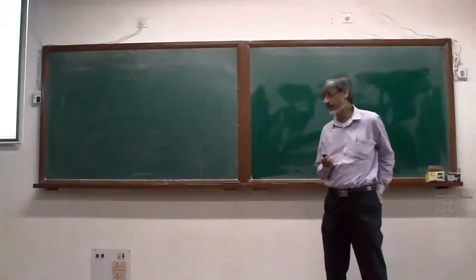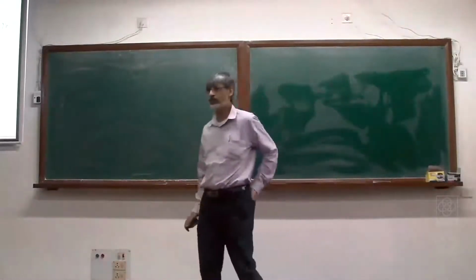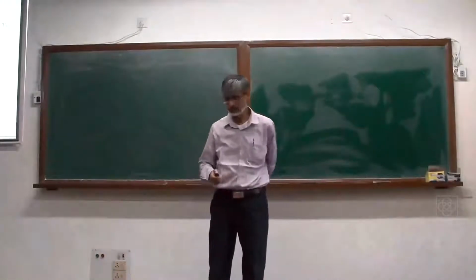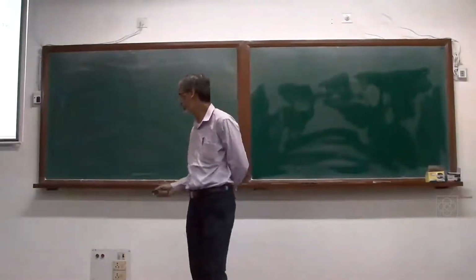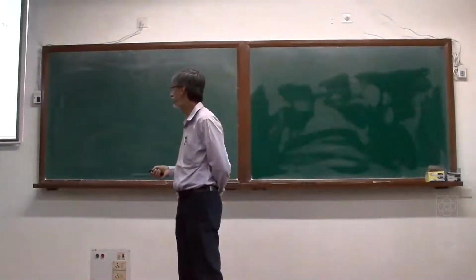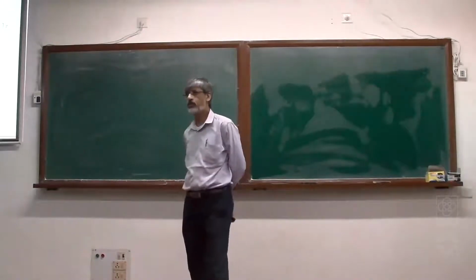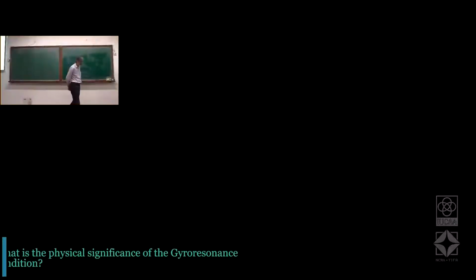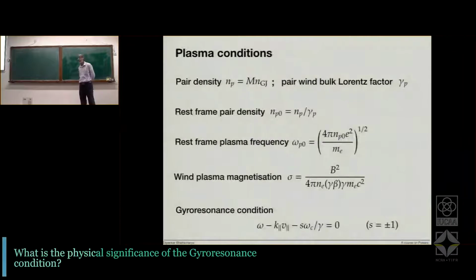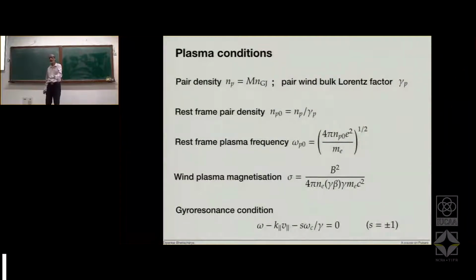Are there any questions so far? Yes. So when you write the gyro resonance condition, what is the physical significance? It is in the co-moving plasma. If you take the Doppler shifted frequency of the radiation, it should match the local cyclotron frequency. Okay, so omega is defined in the lab frame. Everything is defined in the lab frame. Okay.